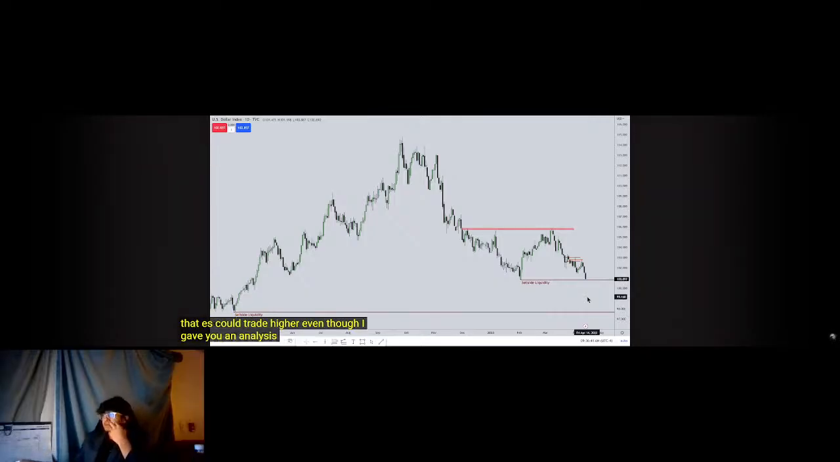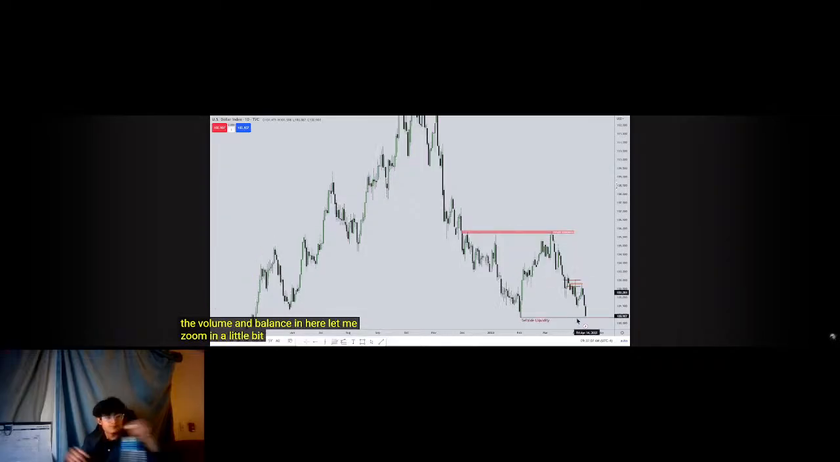Even though I gave you an analysis last night, I'm looking for a reason for that weekly imbalance on ES to draw price lower. It does not mean I'm here today to force that. So that's not what we're trying to do here. I'm not trying to convey that as a teacher or mentor. But this draw lower on the volume imbalance in here. Let me zoom in a little bit.